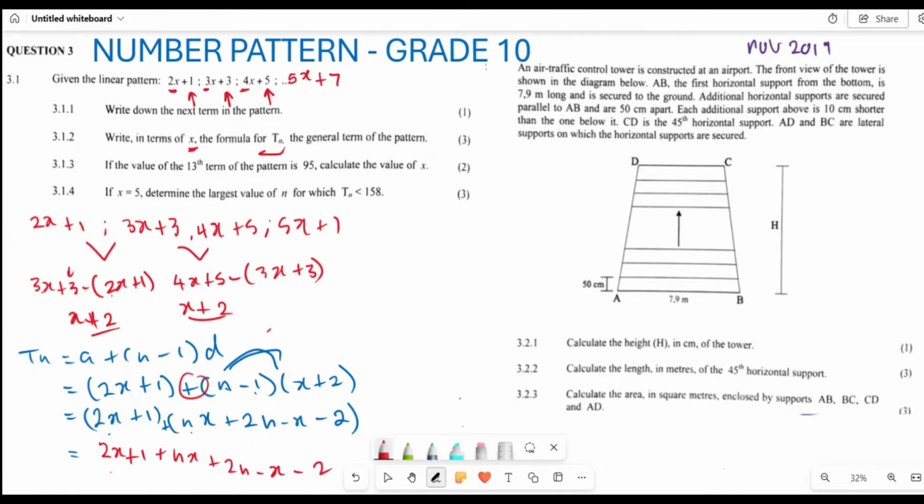You are going to say 2x subtract x is going to give you x. Then from here, do you have any other like terms? Here you have nx.